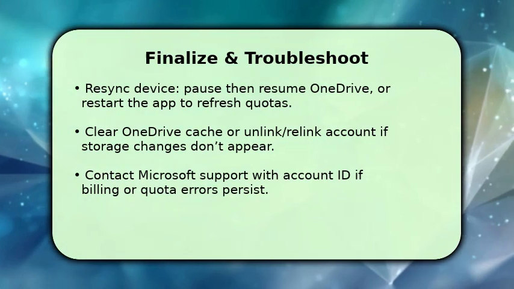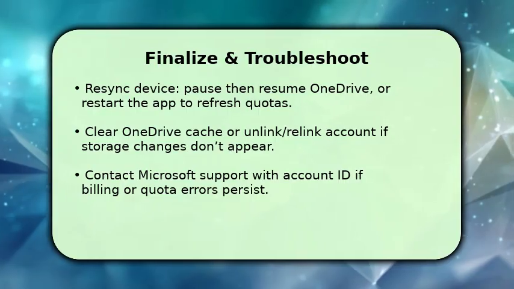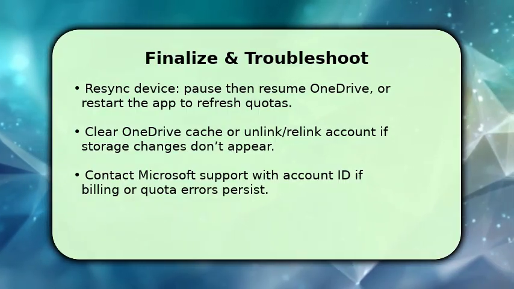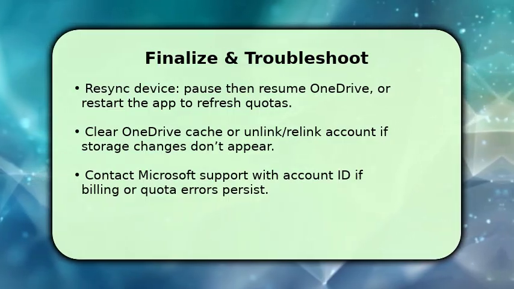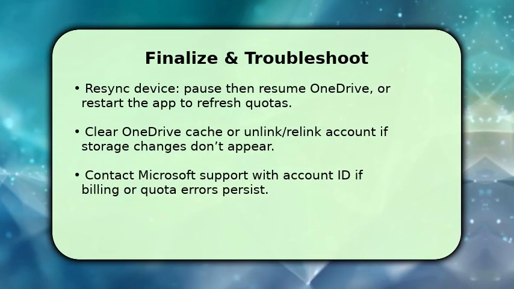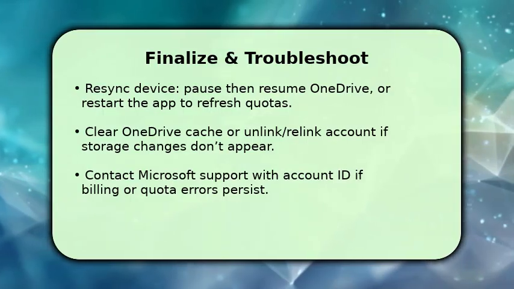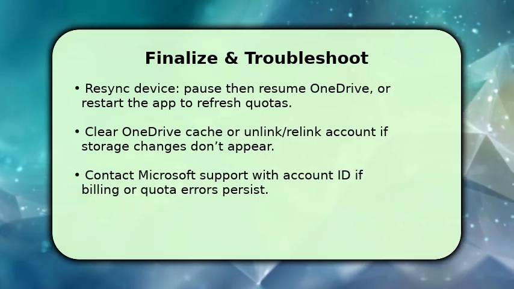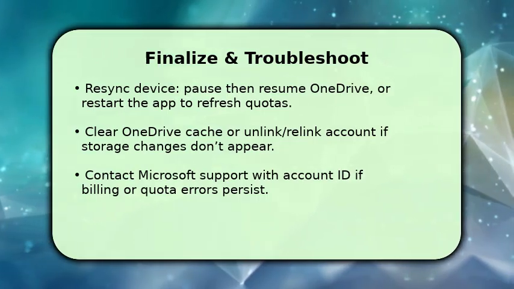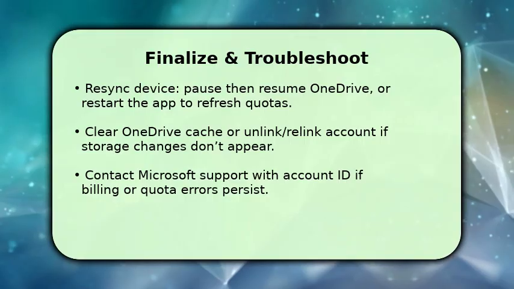You finish by confirming the new quota and ensuring devices reflect the increase. Pause, then resume sync or restart the OneDrive app to force an update. If the new storage doesn't appear, clear the OneDrive cache or unlink and relink your account so settings refresh. Make sure local sync paths and files on demand remain correct so you don't re-download everything.